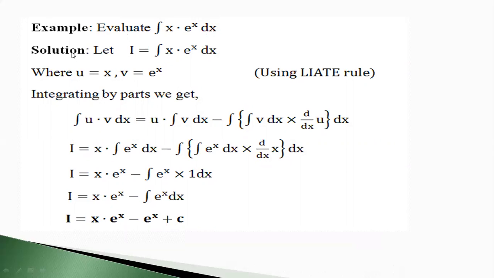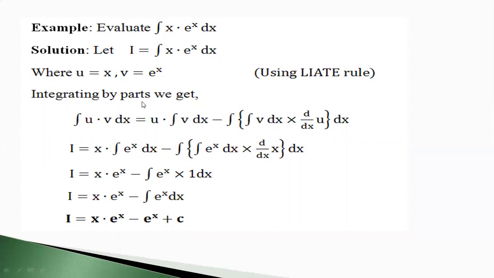Solution: let I be equal to the integration of x into e raised to x dx. Here there is a multiplication of two different terms, so we have to use integration by parts. The first step is to select the first function u and the second function v as per the LIATE rule. As per the LIATE rule, the first function u is equal to x, the algebraic function, and v is equal to e raised to x, the exponential function.